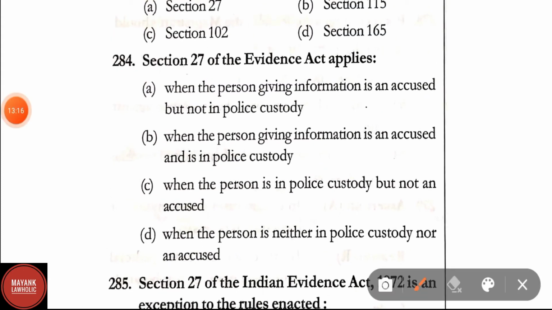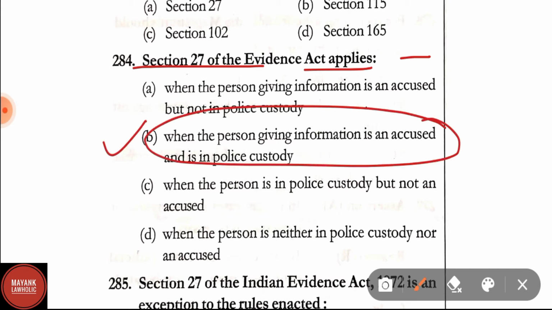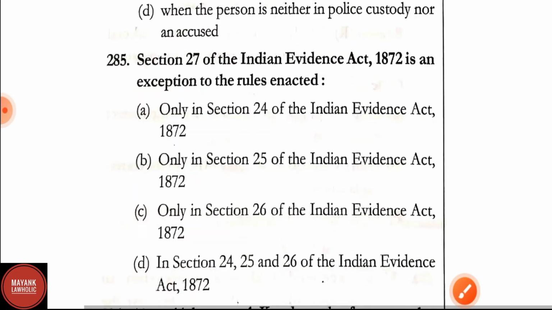Question number 284. Section 27 of the Evidence Act applies. Option A, when the person giving information is an accused but not in police custody. Option B, when the person giving information is an accused and is in police custody. Option C, when the accused person is in police custody but not as an accused. And option D, when the person is neither in police custody nor accused. Here the correct answer is option B, when the person giving information is an accused and is in police custody.